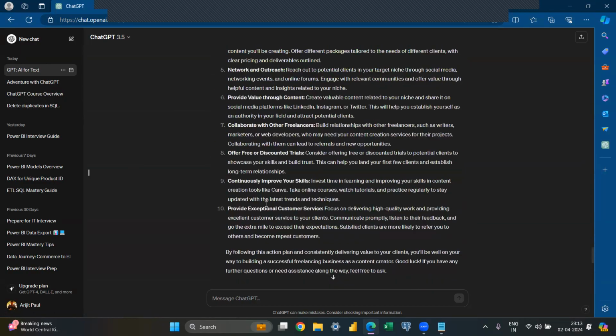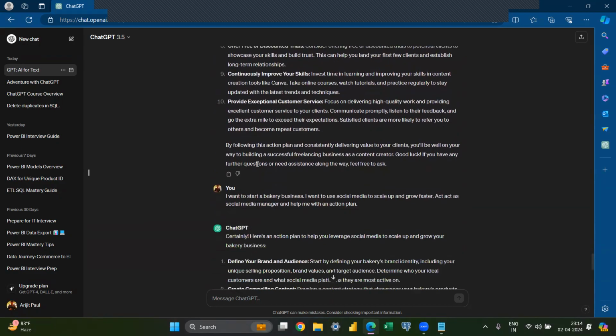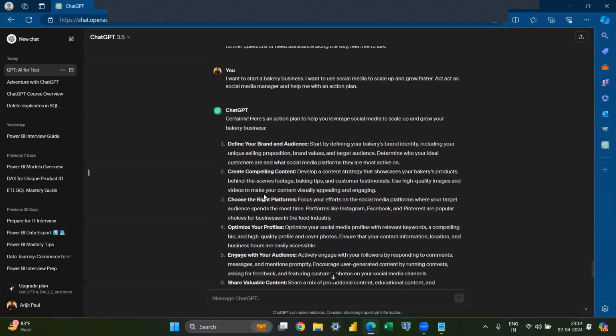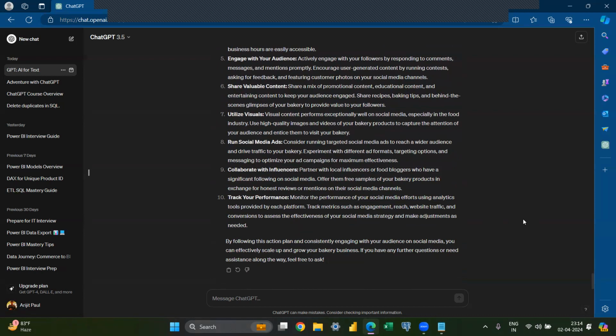So ChatGPT is learning as it's conversating, it's talking with us essentially. Here when ChatGPT was giving 8 points, I had mentioned to give me 10 points. So from the next point onwards, even if we didn't mention the amount of points, ChatGPT is generating 10 points on its own. And we can definitely use these points in order to scale up, in order to grow. See how it mentions define your brand, optimize your profiles, engage with your audience, and track your performance. It also mentions collaborate with influencers, and in the conclusion, it says by following this action plan and consistently engaging with your audience on social media, you can effectively scale up and grow your bakery business. If you have further questions or need assistance, feel free to ask.